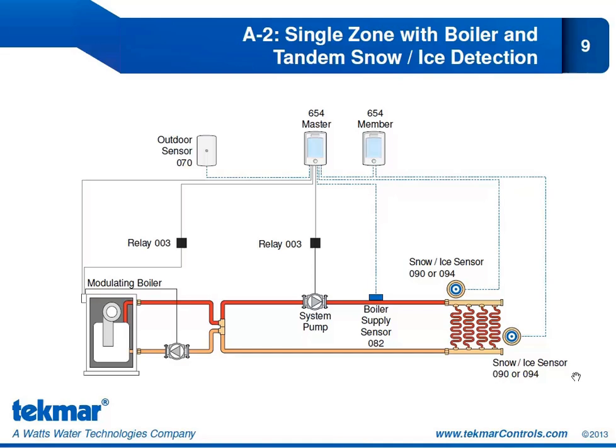One note here is the member 654 can only receive the input from the snow ice sensor 090 or 094. The rest of its relays are not in use. As soon as that application mode 090 is selected, none of the relays can be used for any other purpose. So we are restricted to the input from our sensor and the TechNet communication to the master.